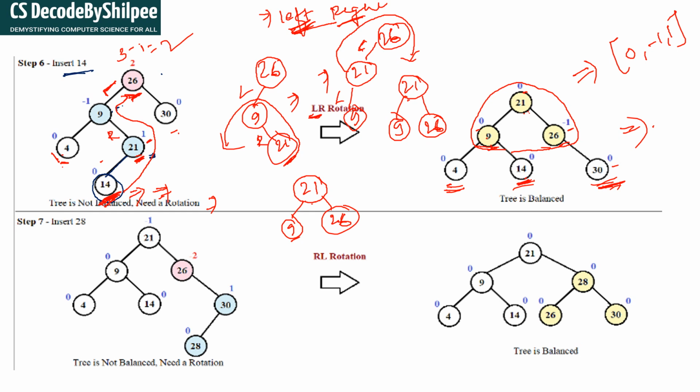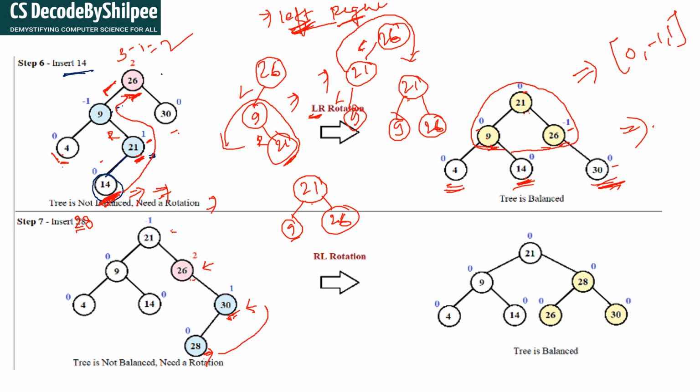Now I am going to insert 28. When inserting 28, how will you insert? Again we follow the binary search tree insertion procedure. Is 28 less than 21 or greater than? Greater, so I go to the right part. Is 28 less than 26 or greater? Greater, so I go to the right part. Is 28 less than 30 or greater? It is less than 30, so 28 is inserted as the left child of 30.